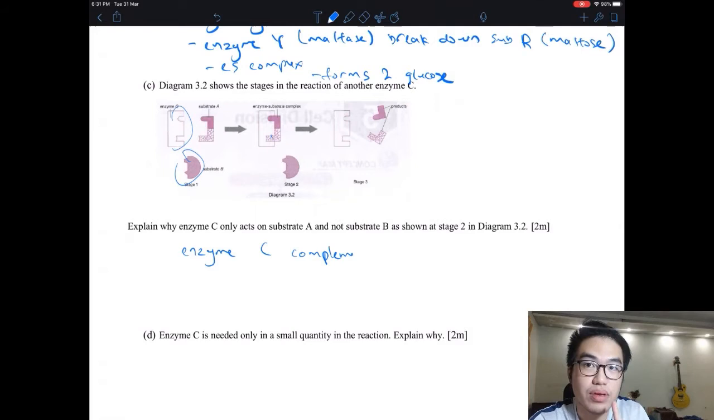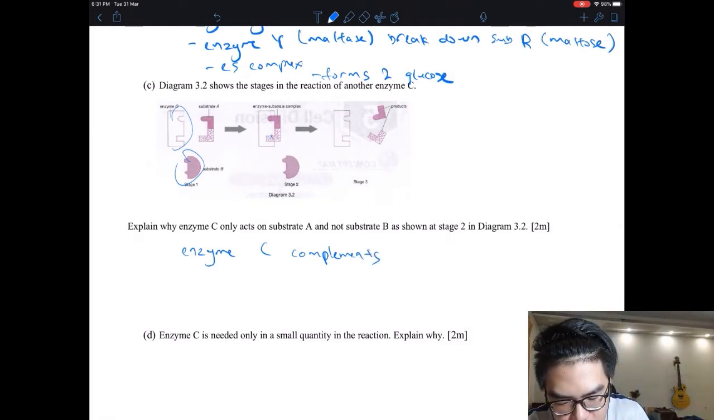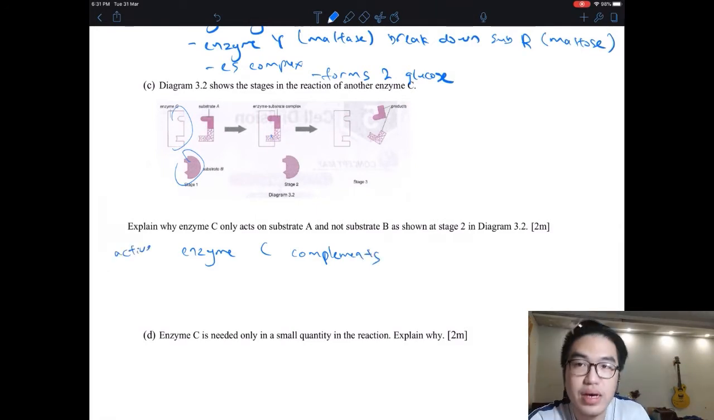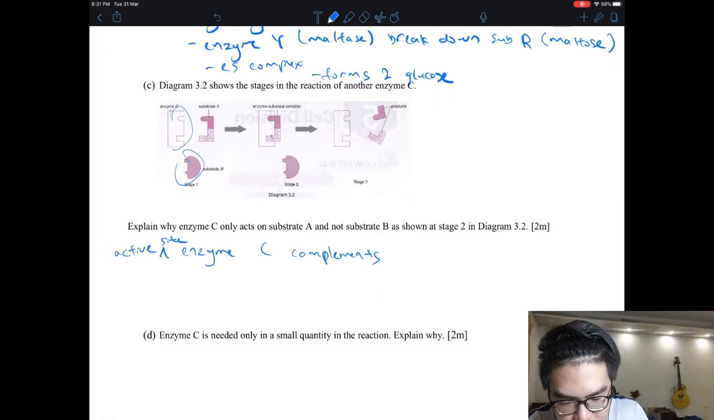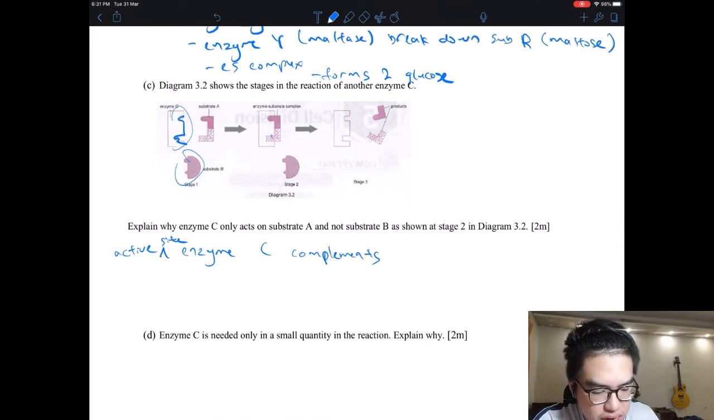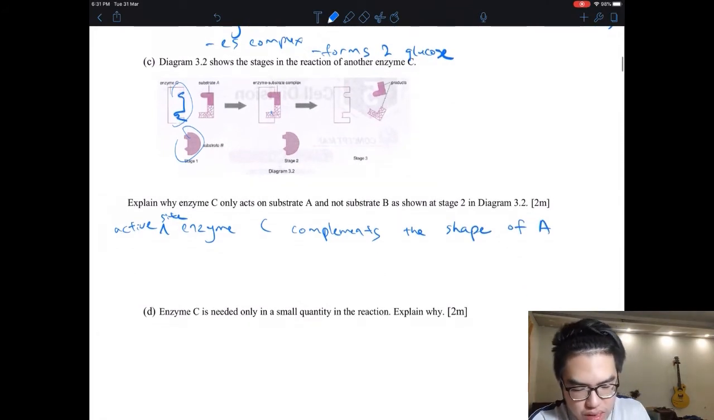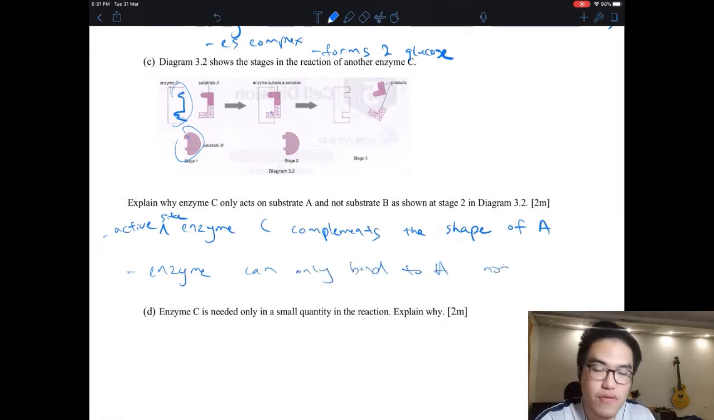Something is missing here: the active site. Remember what the active site is? This is the active site. The active site of enzyme C complements the shape of substrate A. So you can say the enzyme can only bind to A, not B. Two marks here, very simple.